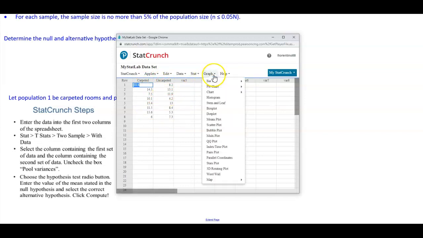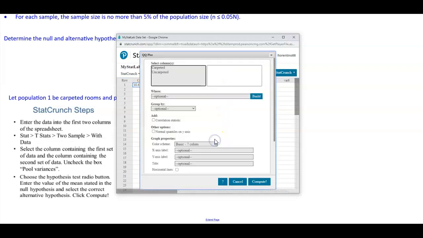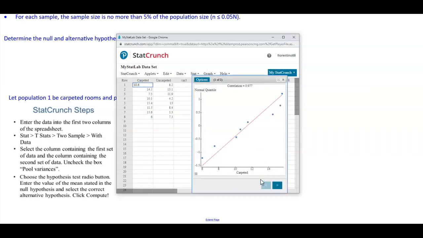The first thing we want to do is graph. So let's graph a QQ plot. We're going to select carpeted, we're going to select uncarpeted. We're going to put the correlation statistic and the normal quantiles on the y-axis. So let's select compute. So for the carpeted, we can see that the correlation coefficient is 0.977. And the line here shows us a linear situation, so it's normal for carpeted.